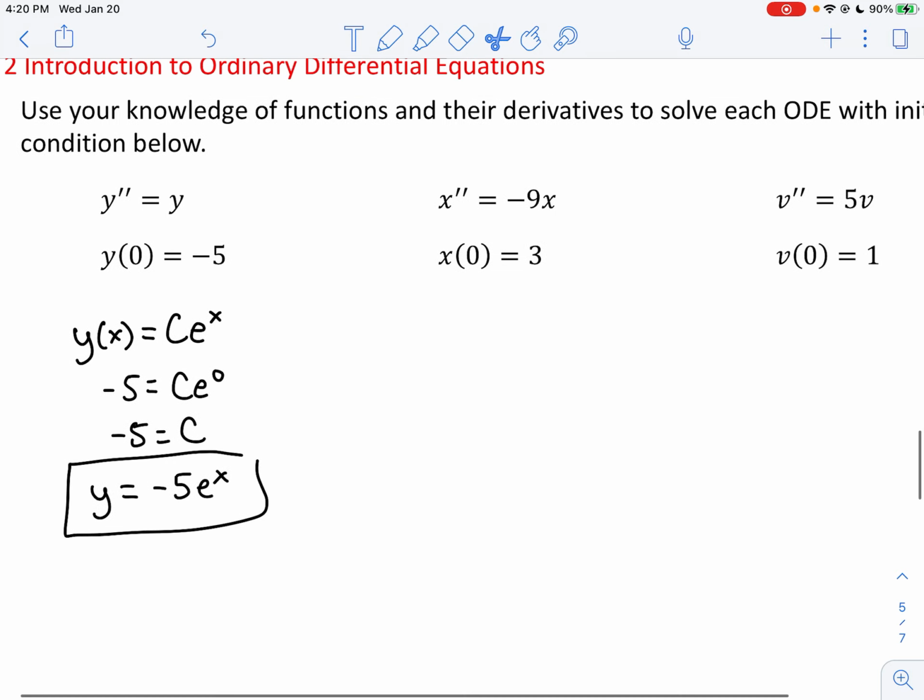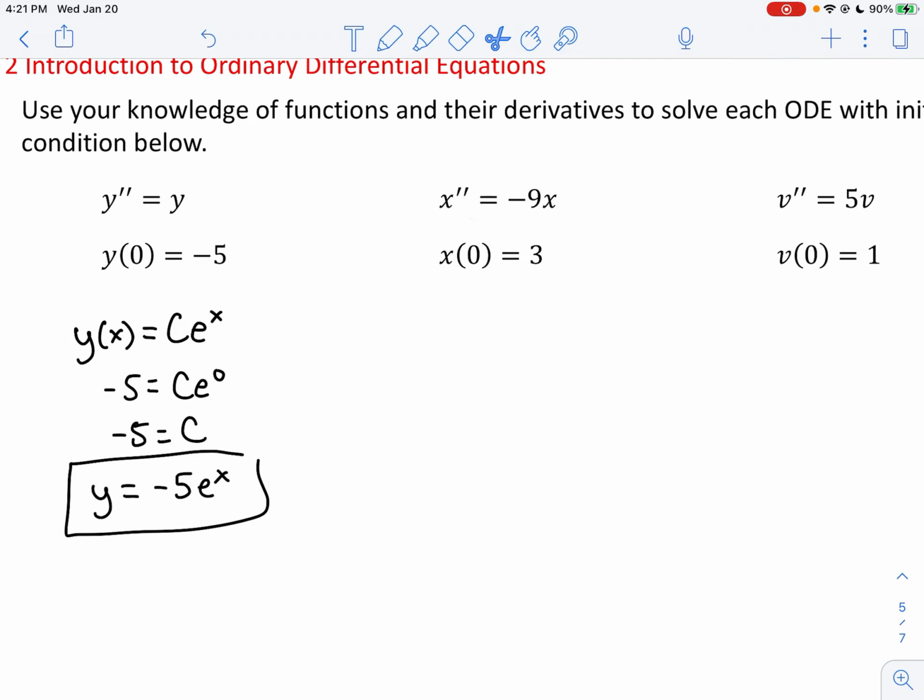Okay, next one. We have x. Oh, this time x has got a derivative on it, which means it should be thought of as the dependent variable, which requires a bit of a change in our thinking. We're so used to seeing x as the independent variable, but now we're treating it as the dependent variable, which means we need a letter for the independent variable, and that's probably going to be, let's use t. So we have x of t is our function here.